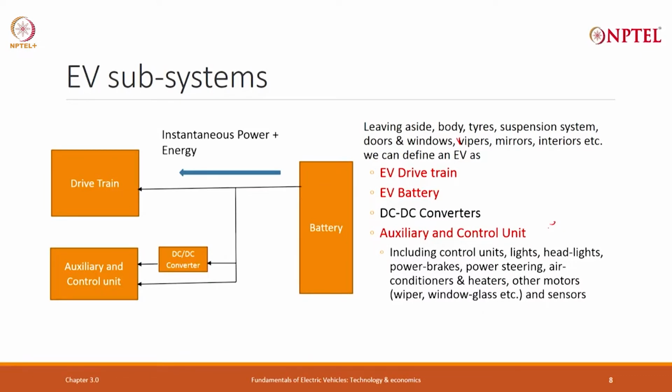If you recall, in the last class we had defined all the EV subsystems, and we had said the primary part that we really need to worry about is, one, the drivetrain and, another, the battery. Of course, there is a DC-DC converter and auxiliary and control units, and I had defined each one of these. Having defined that and said that the most important things are the drivetrain and the battery, we are going to get into details of the drivetrain and the battery.